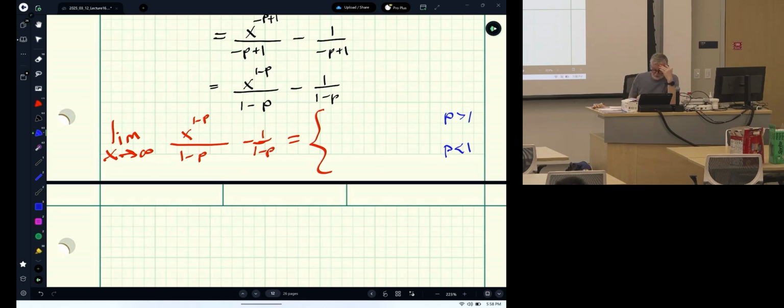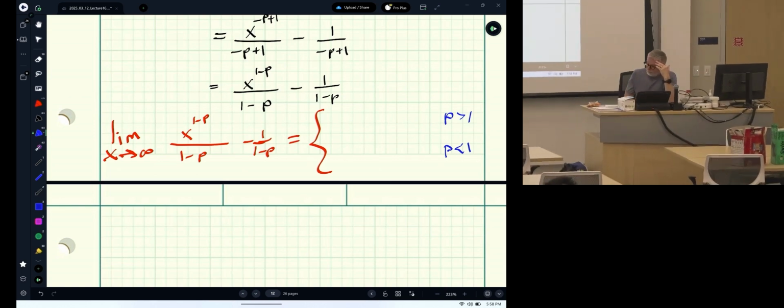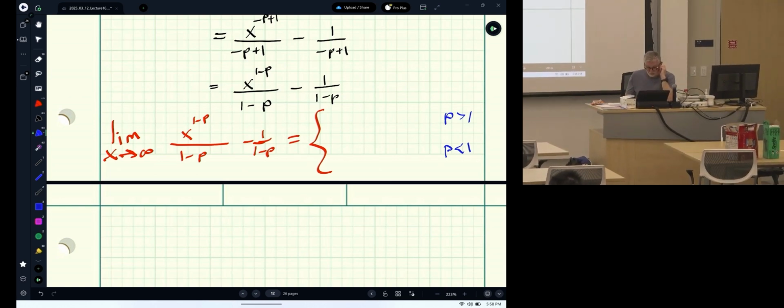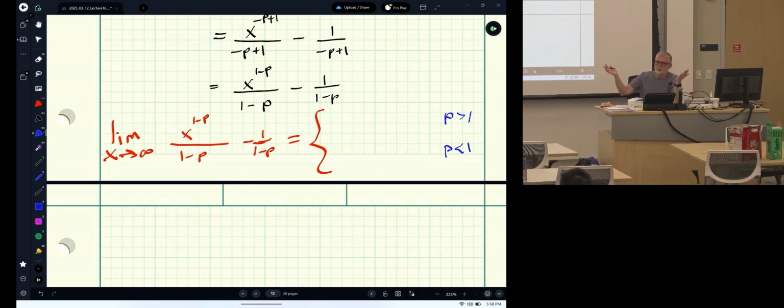If p is bigger than 1, 1 minus p is negative, and so we've got 1 over x to a power, and that limit is 0. And so all we get left over is this other term here. So we get minus 1 over 1 minus p. Okay? And when p is less than 1, we get x to something positive, and when x goes to infinity, we get infinity.